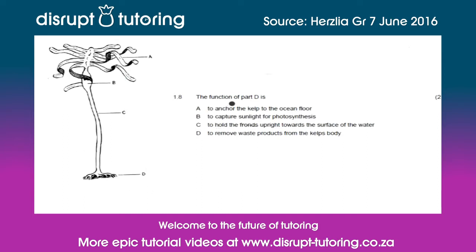But before we actually get into answering this specific question, it might help to bring to mind that what we're looking at here is a diagram or a picture of kelp. Okay, so let's go back to the specific question. The function of part D is what? Now, like I said, part D is right here at the bottom, as you can see, and what it's pointing to is the hold fast of the organism. And the hold fast, the purpose of the hold fast is to anchor the kelp to the ocean floor. So that's our answer. The function of part D is A.